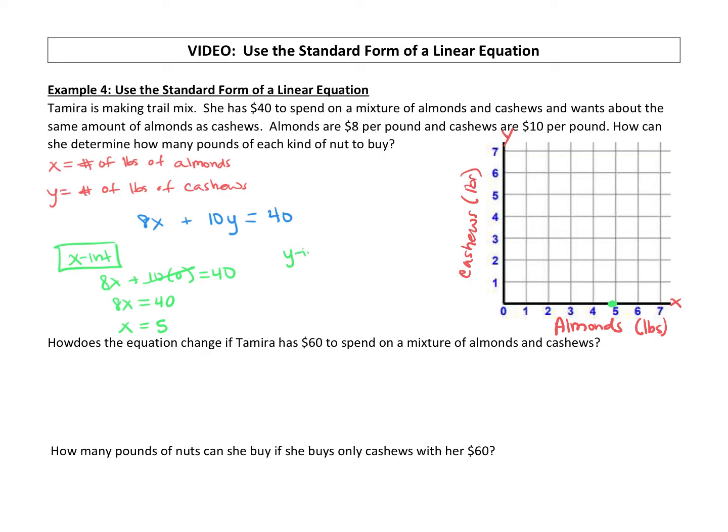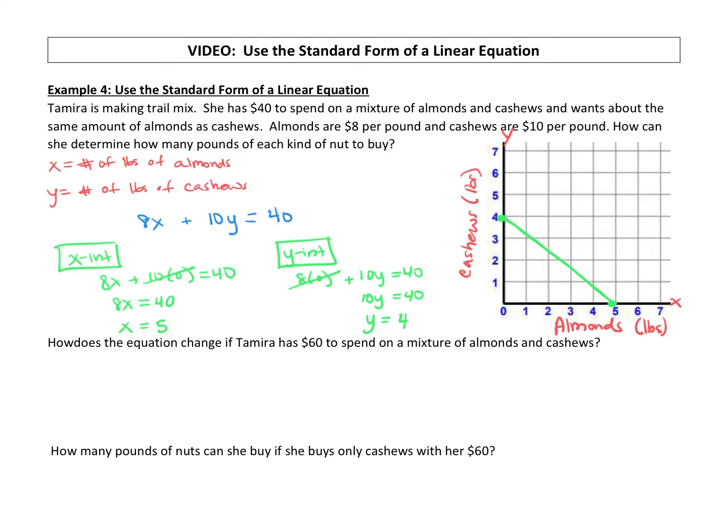We'll find our y-intercept. Keep the y, put a 0 in for the x, so 8 times 0 plus 10y equals 40. 8 times 0 simplifies away, so we have 10y equals 40. If you divide both sides by 10, our y value is equal to 4. So on the y-axis, we're going to go up to 4, plot that point, and then we're just going to connect those 2 points, and here's our line.